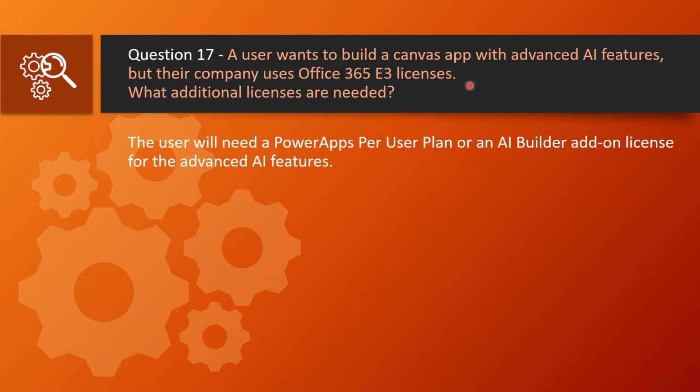A user wants to build a Canvas app with advanced AI features, but their company uses an Office 365 E3 license. What additional license is needed? In this case, the user will need a Power Apps per user plan or AI Builder add-on license to use those advanced AI features.